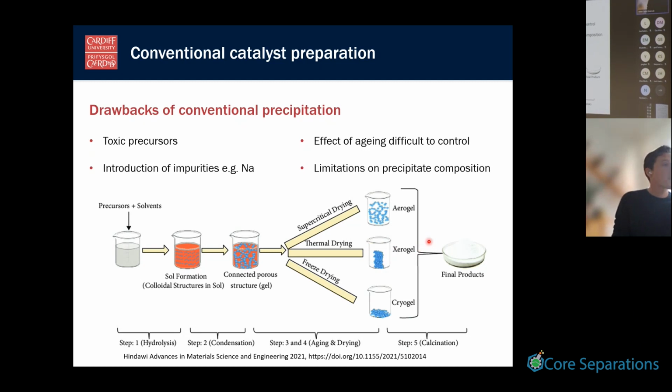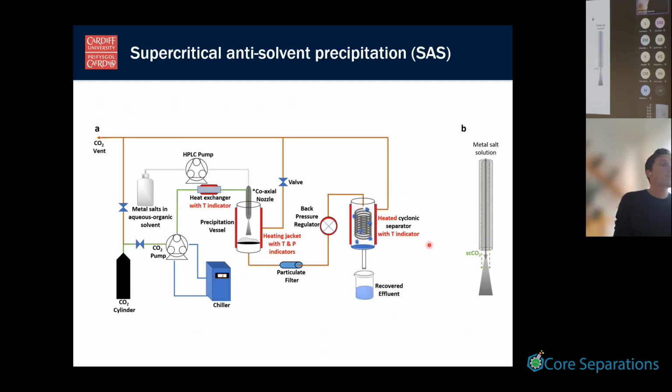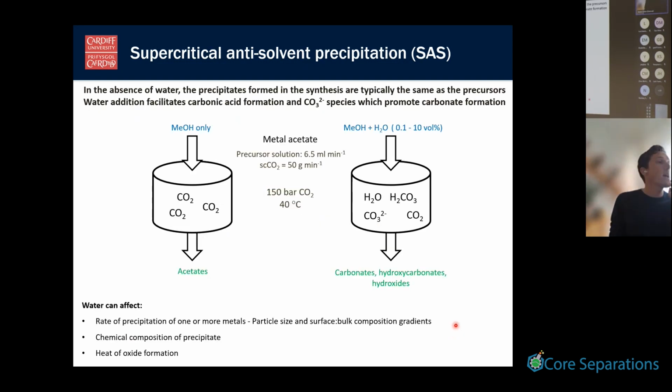So if we contrast that to the SAS precipitation, the anti-solvent precipitation, I don't think there's a huge amount I have to add. I think Lewis and Elizabeth are giving a great overview of this in sufficient detail this morning, so I won't repeat too much. But just to reiterate, we're using metal salts in organic and aqueous solvents, and we're pumping these with a coaxial nozzle with supercritical CO2, and then we're inducing a very rapid precipitation, which is what gives us our catalyst precursor.